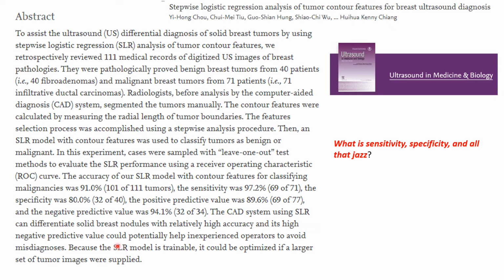Now, the CAD system using the regression analysis can differentiate solid breast nodules with relatively high accuracy and high negative predictive value, and this could potentially help inexperienced operators to avoid misdiagnosis. And because this LSR model is trainable, that means adaptable, sort of an artificial intelligence thing, you put more data in, it gets better. It could be optimized if a larger set of tumor images were supplied.